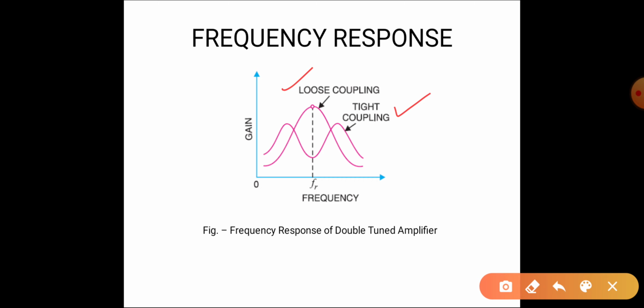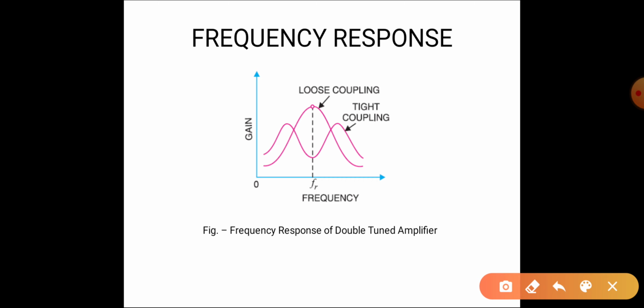So the resonance curve will be sharp. See here, for this loose coupling, the resonance curve is sharp, and it is very similar to the frequency response of a single tuned amplifier. You can see this is very similar to the frequency response of the single tuned amplifier.